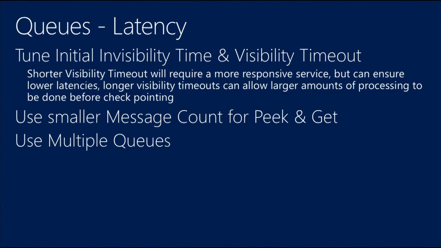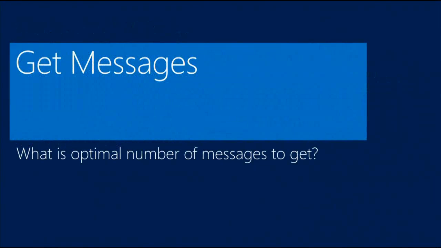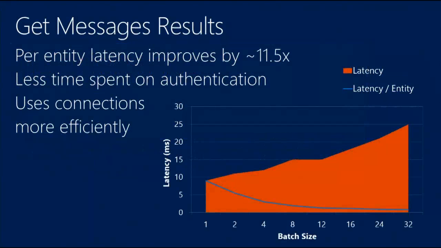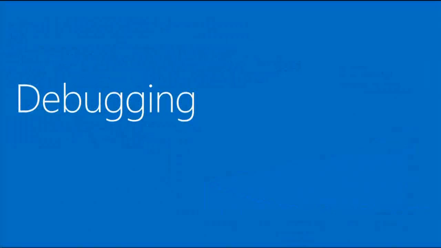We already talked about the invisibility timeout for latency, smaller message count for peek and get, and then using multiple queues. So same thing as tables. What's the optimal number of messages to get? So you can look at the latencies and latencies per entity graph here. You can see as I get to kind of 8 or 12, I level out where I start achieving that kind of peak throughput.